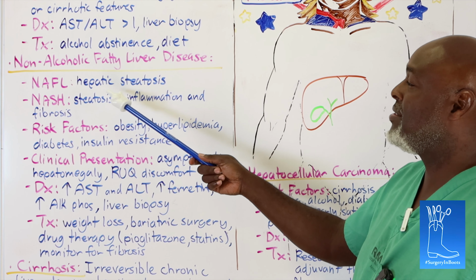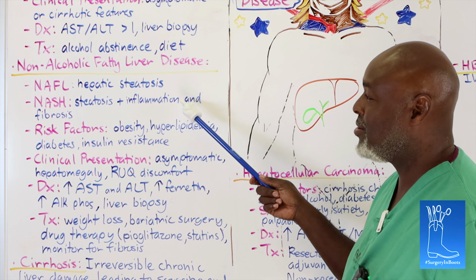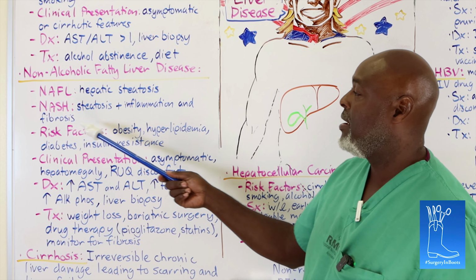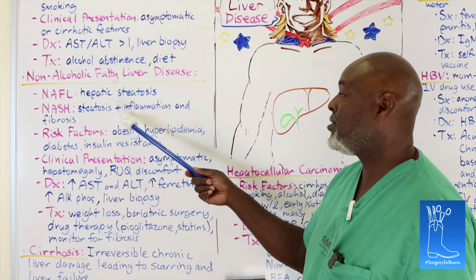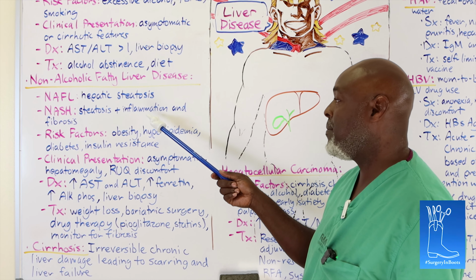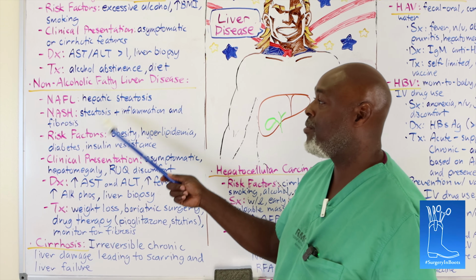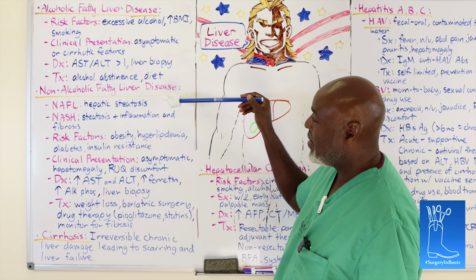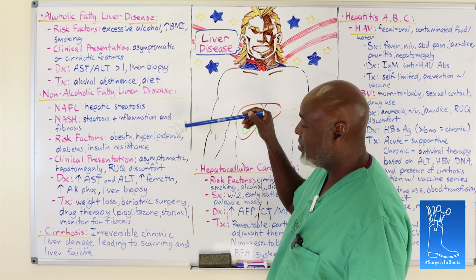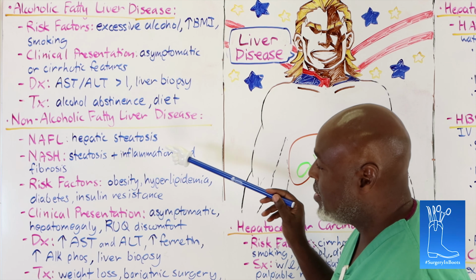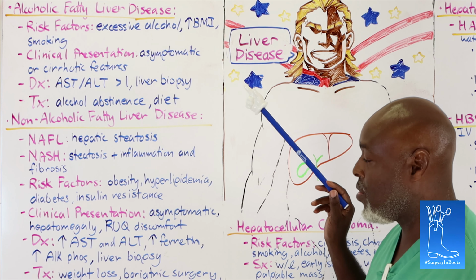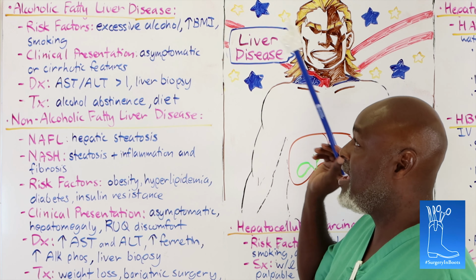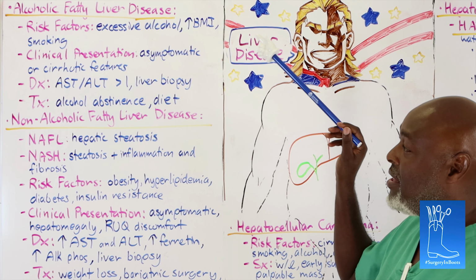NAFL, that's one abbreviation, basically. Hepatic steatosis, that's what we see on biopsy after gallbladder or liver biopsy. NASH, steatosis, plus inflammation, usually chronic, and fibrosis. So you essentially go from this to cirrhosis. This now is the more likely cause of cirrhosis in the United States than alcoholic liver disease.